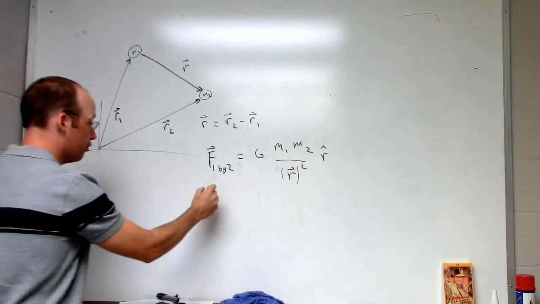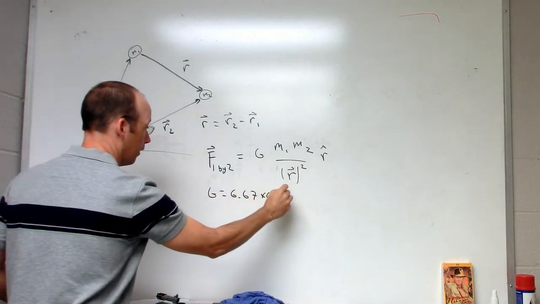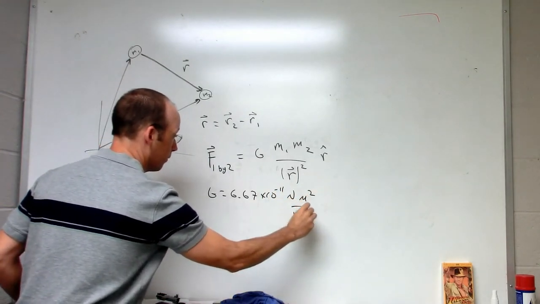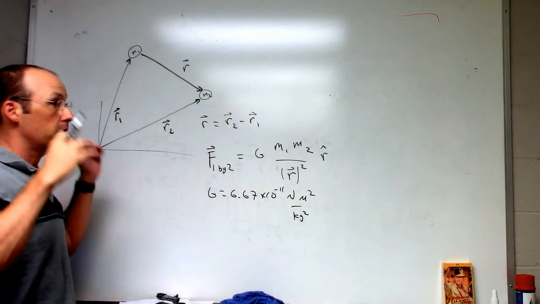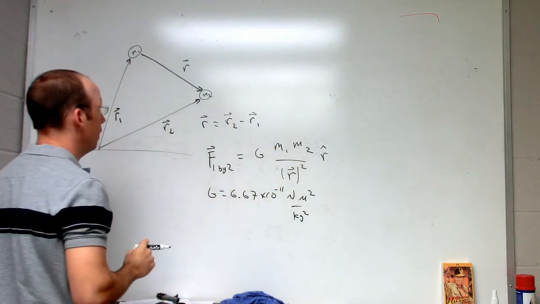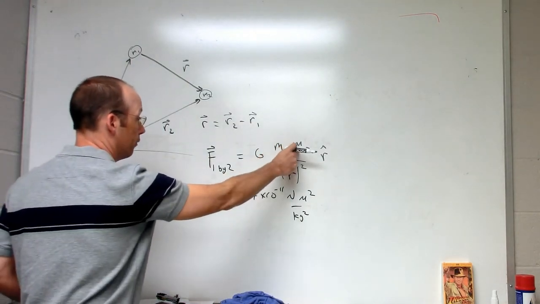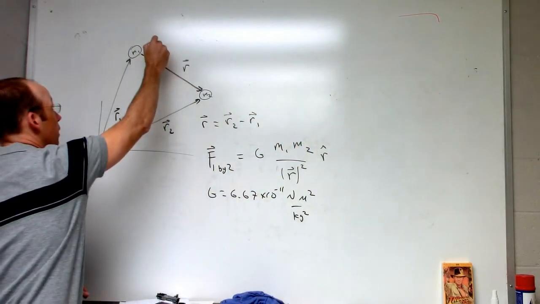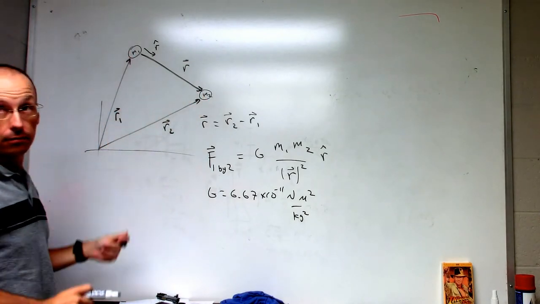Here G is the gravitational constant, 6.67 times 10 to the negative 11th newton meters squared per kilogram squared. I don't expect you to memorize that; I'll give it to you. It's an experimentally determined constant that relates the force between these masses based on the distance between them. R hat is the unit vector, so mass 2 pulls on mass 1 that way.